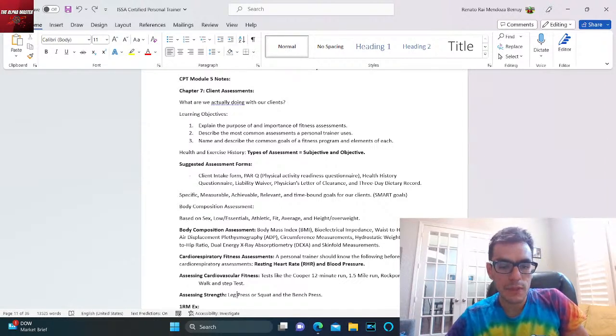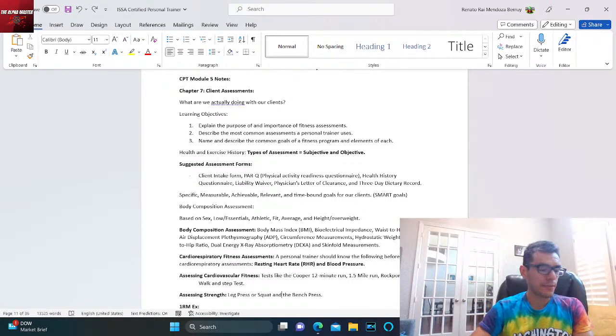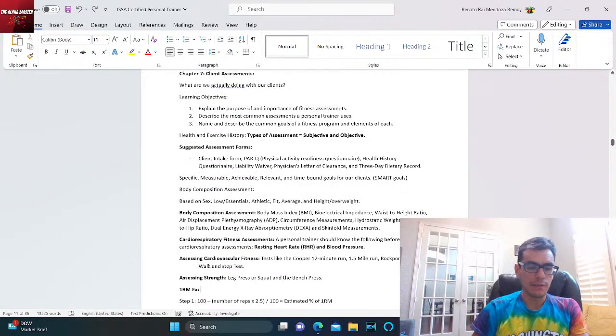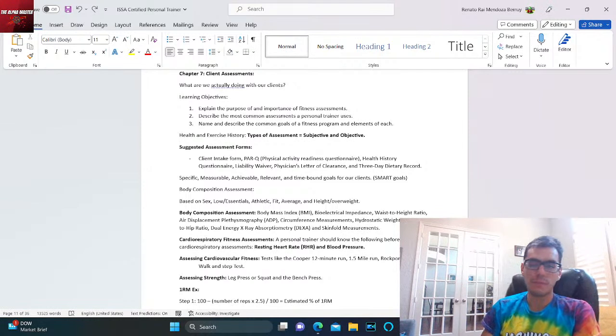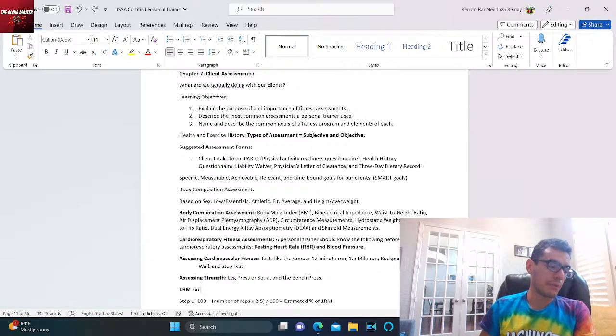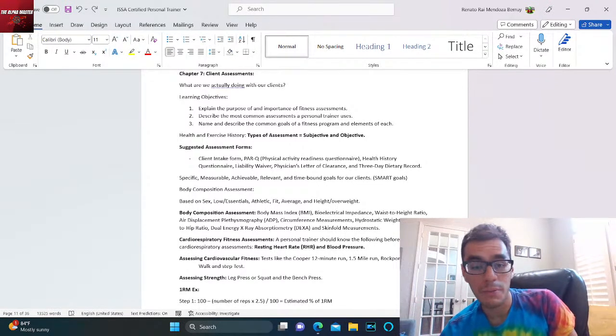To assess strength, you need the leg press or squat and the bench press. It's a result of 5 or 10 repetition max testing to estimate your one repetition max, because most people cannot do a one repetition max test because it will be too much, and you need to be able to fortify those sarcomeres. That's why you do 5 or 10 repetition max testing to estimate your one repetition max.